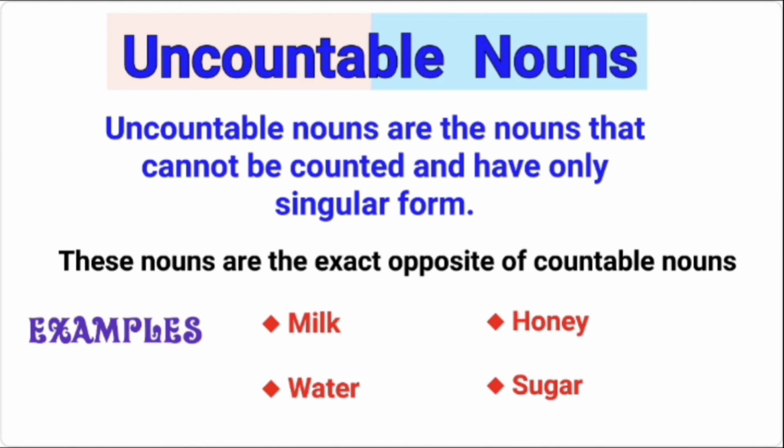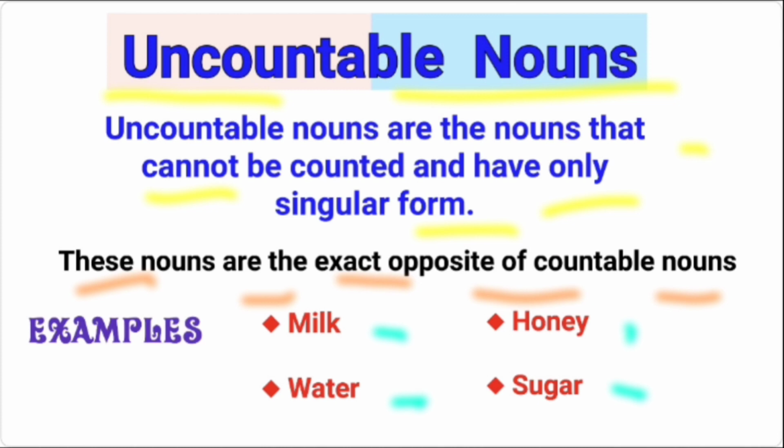Uncountable nouns. Uncountable nouns are the nouns that cannot be counted and have only singular form. Why singular form? Because we cannot count these nouns. And these nouns are the exact opposite of countable nouns. In countable nouns, we can count, and in uncountable nouns, we cannot count, as milk, water, honey, sugar.